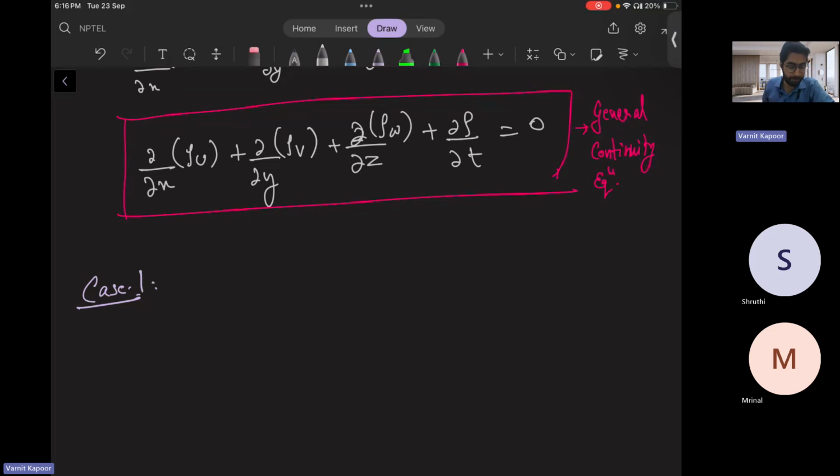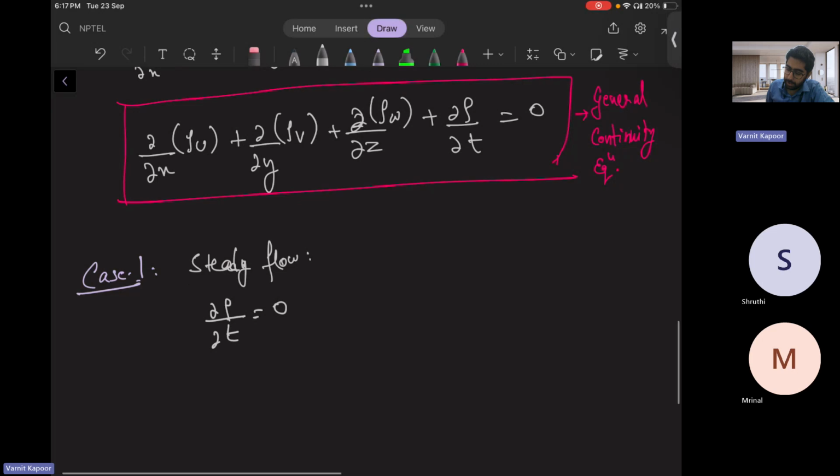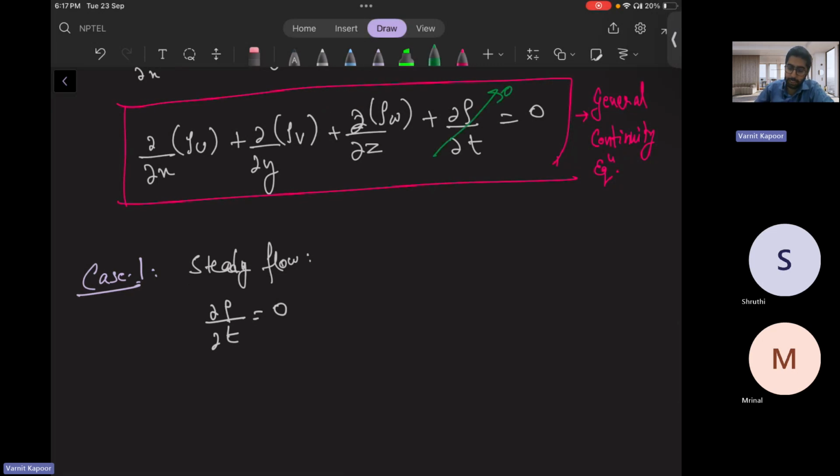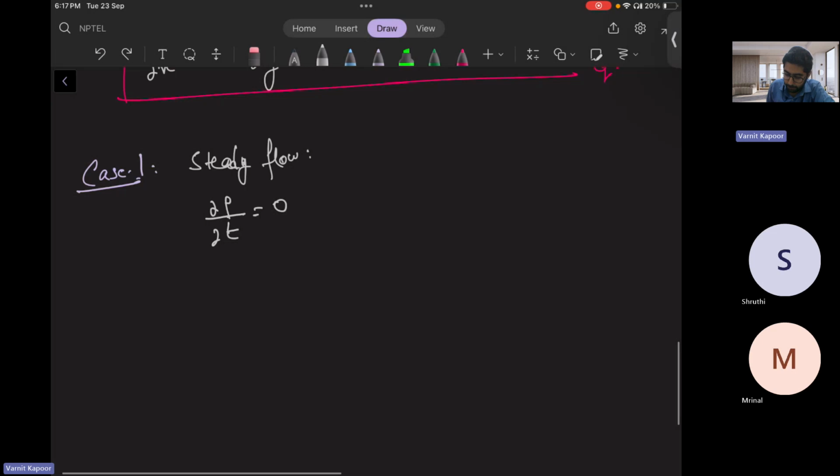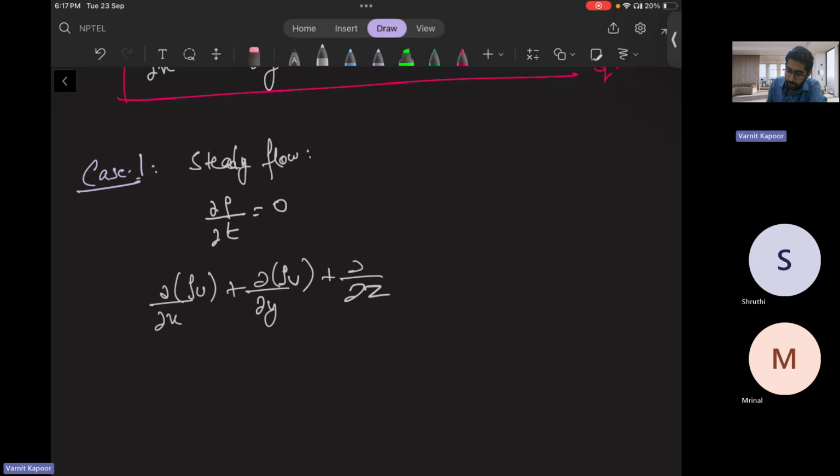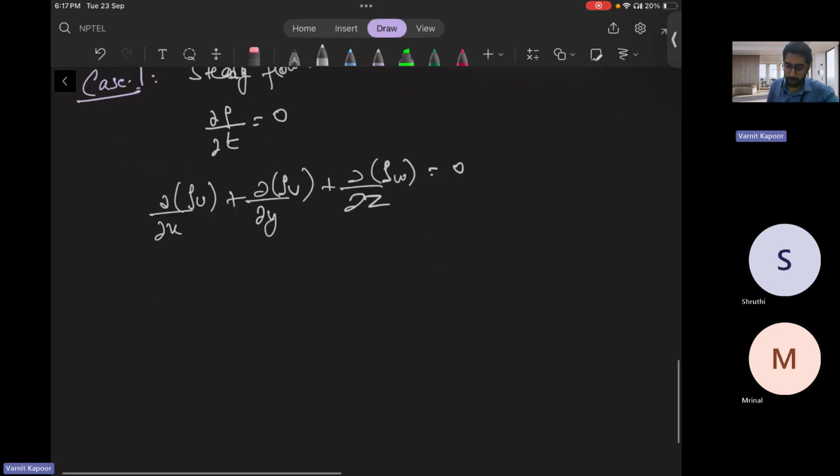Case 1: suppose it is a steady flow. If the flow is steady, that means my ∂rho/∂t will be 0, so this term will be 0. Therefore, my equation will be ∂/∂x of rho u plus ∂/∂y of rho v plus ∂/∂z of rho w equal to 0. This is for steady flow. If the flow is unsteady, then it won't be 0.